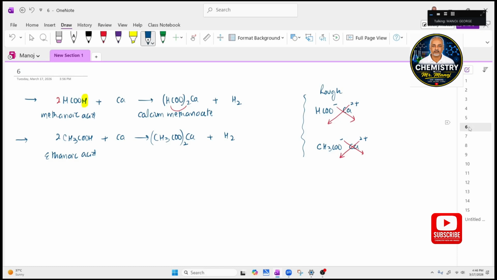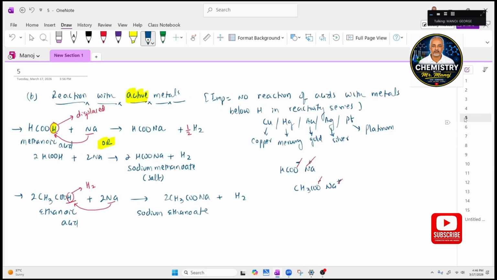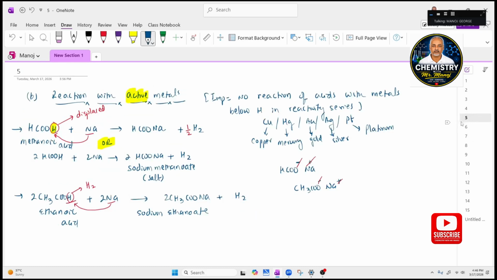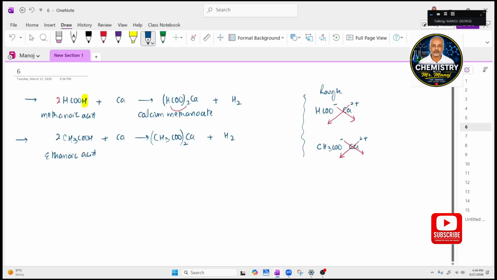All right, thank you. Okay, so now the final one, we only have 3 things to do here. The first was, of course, the dissociation reaction. How do we do this? Then reaction with active metals, and now the third one is the reaction with metal carbonates.